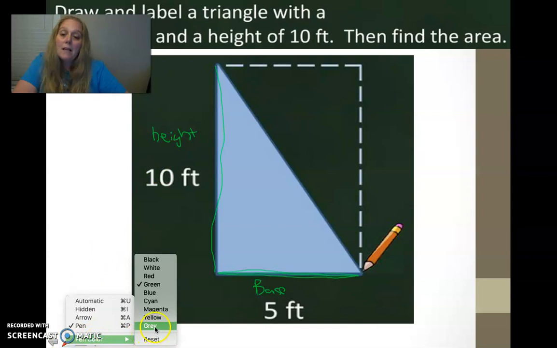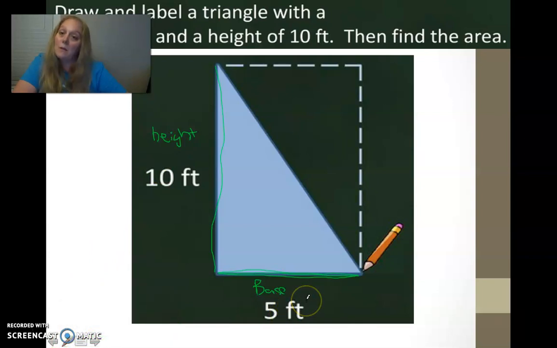Now, another way to think about that is, what if this were a rectangle? Well, as you can see, we drew our rectangle here. So if this were our rectangle, that would be half of the rectangle. So the base and height of a right triangle is the length and width of the rectangle.